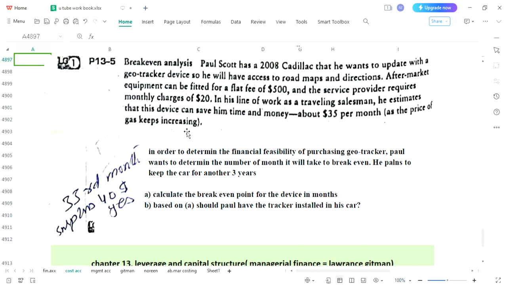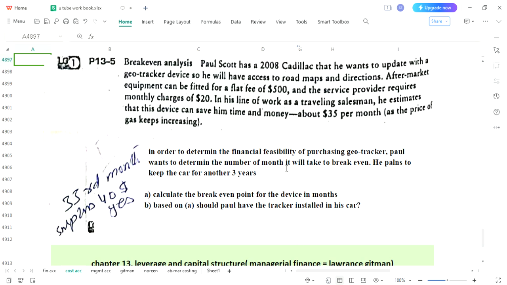Okay, what is the question asking us to do? In order to determine financial feasibility, that means whether this amount of 500, which he invested once in a lifetime, and the $20 he pays each month, is feasible or favorable or not. Sometimes you invest in equipment, but that equipment is not favorable and would not prove to be a profitable decision. So we are required to determine whether it is profitable or not.